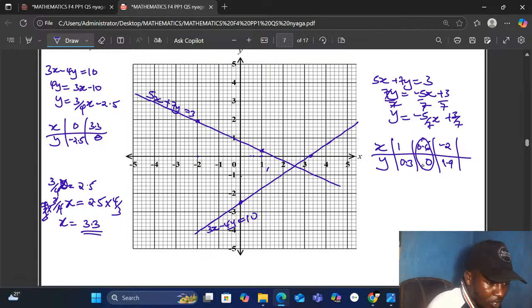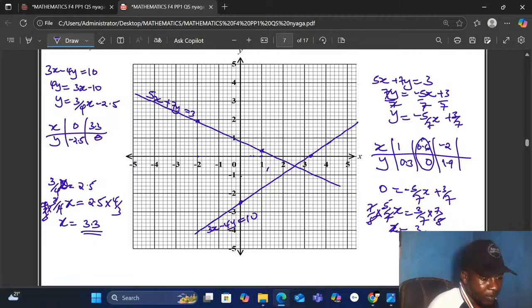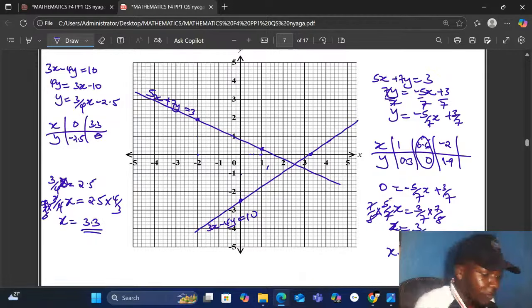On the other side, you can take y as 0. When you take y to be equal to 0, so that we shall have 0 is equal to negative 5 over 7. Then x will be equal to 3 over 7. Now 7 over 5, 7 over 5. So this one will be the value of x, and the value of x on the other side, 0.6.